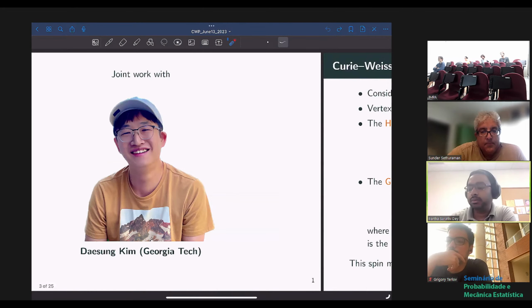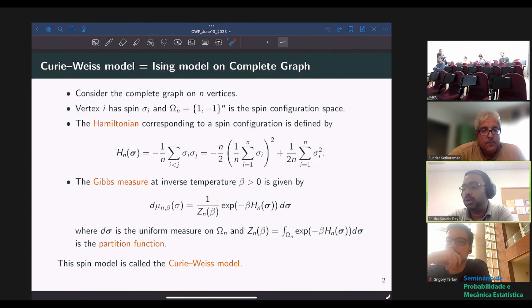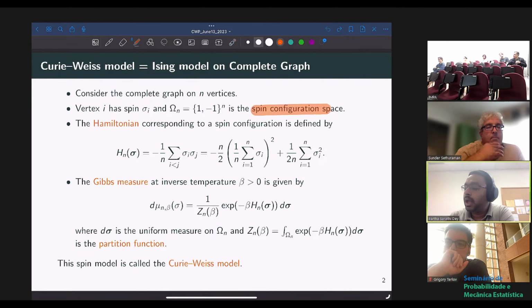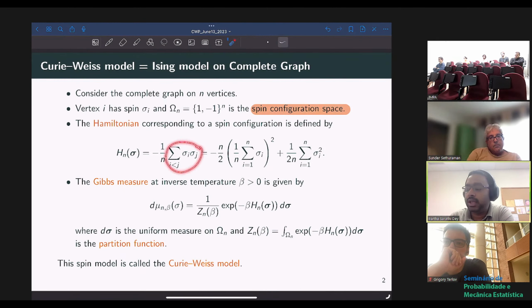So let me start with the toy Ising model on the complete graph, which is well known, and probably all of you know that, but I'll just recap. Here we have a complete graph on n vertices, and every vertex has a spin taking values in plus minus 1. So we have an n-tuple. This is the spin configuration space. And then we have the corresponding Ising Hamiltonian, which is the sum over all possible edges of the product of the spins, and this 1 over n is needed because the degree is n.